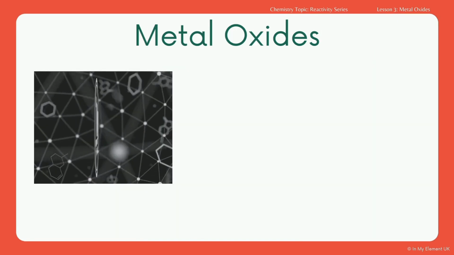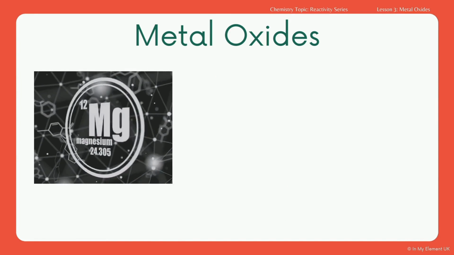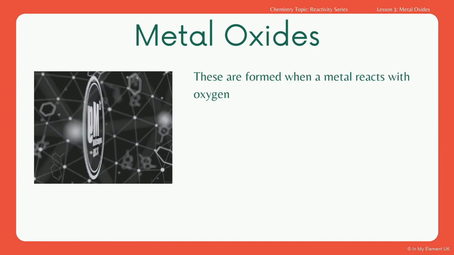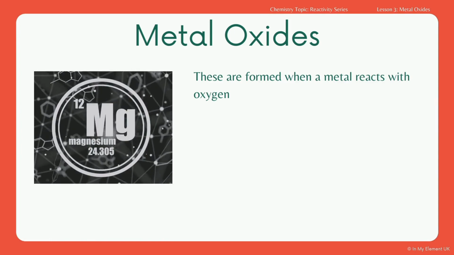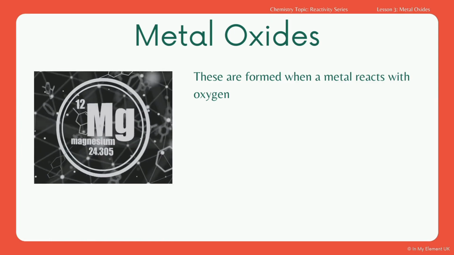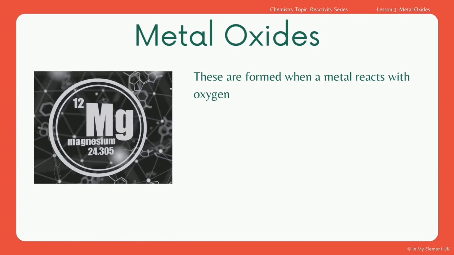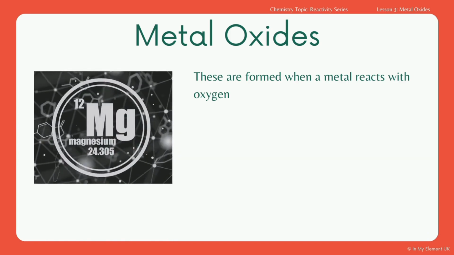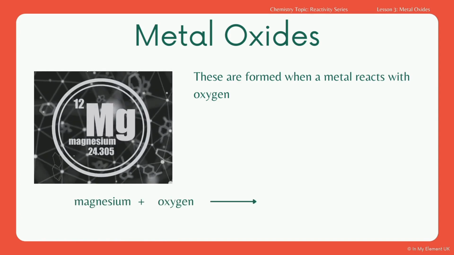So if we look at metal oxides first, you've got magnesium is the example that we're going to use. Now, a metal oxide is formed when a metal reacts with oxygen. If they're really reactive, the metal will react with oxygen without any help. If they're not quite as reactive, combustion might need to happen where we need to heat that metal. Magnesium is a good example of that.